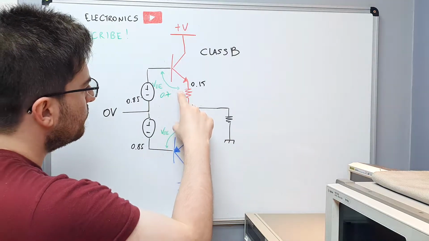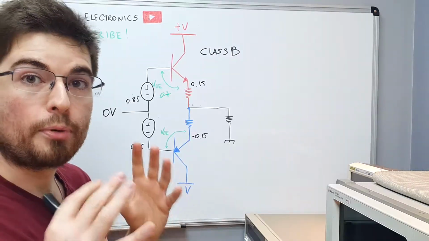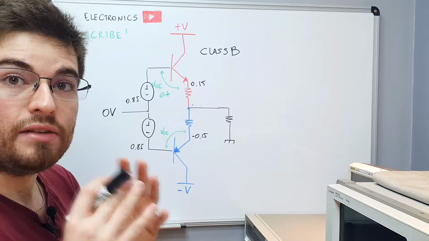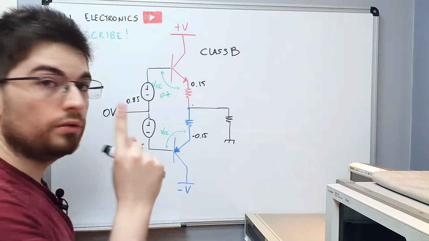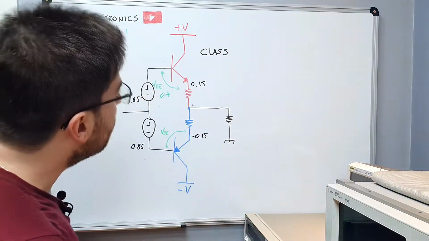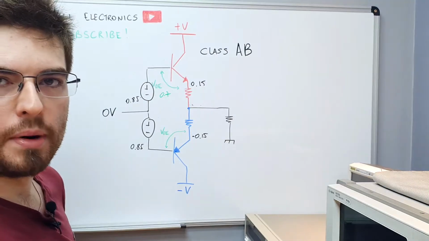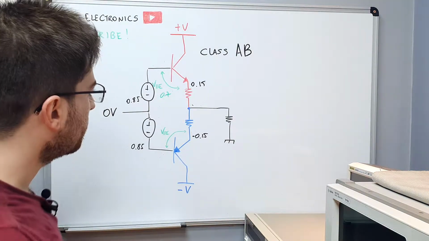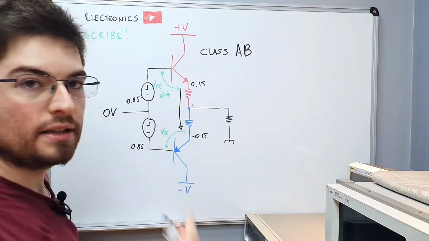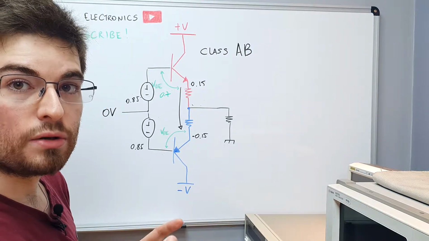So we can see that we have current running on these two resistors. So by design, we can make the transistors conduct a small current even if the voltage is 0 on the input. This is called class AB operation. Class AB operation. We have a small current here that makes the two transistors conduct when the signal is 0.